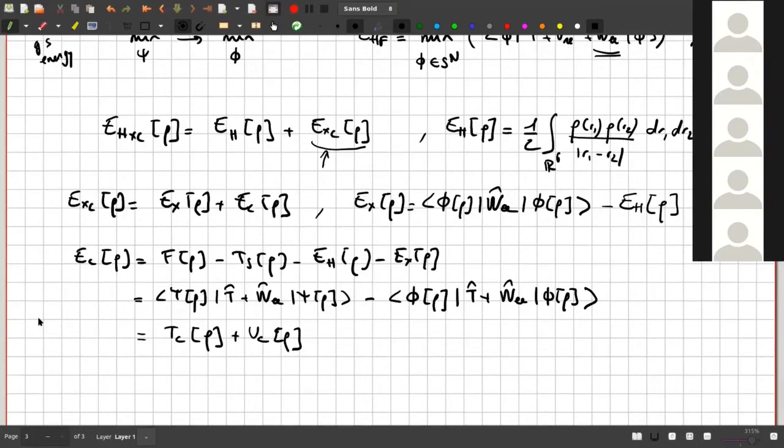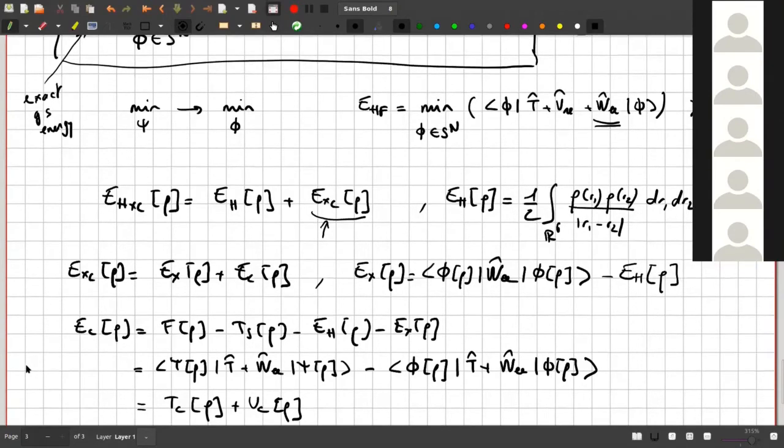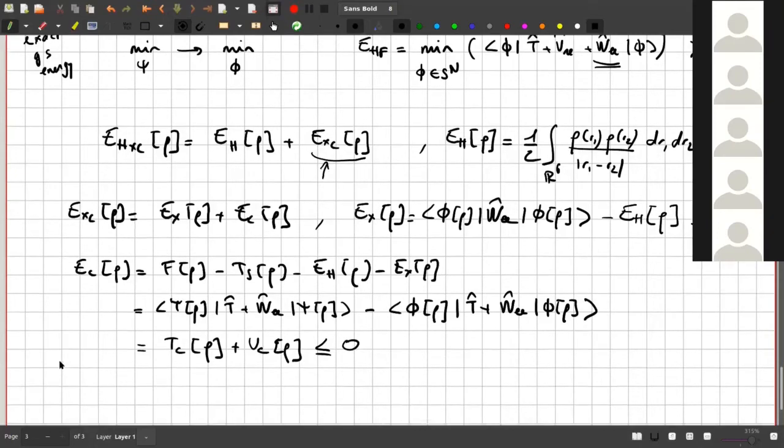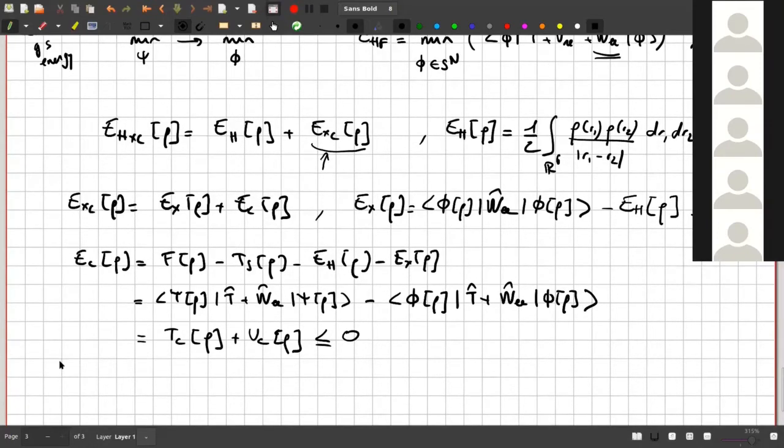We can show, due to the fact that it is a single determinant, it's a simple exercise to show that the exchange energy is always a negative quantity, and also the correlation energy. From the variational theorem, it's always a negative quantity. Okay. Any questions at this point? No?